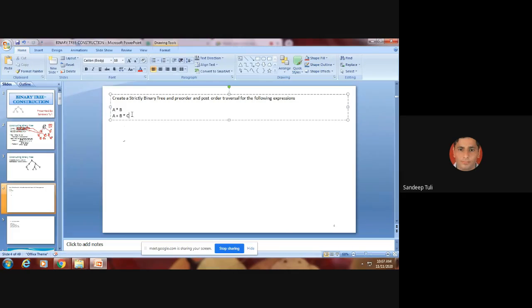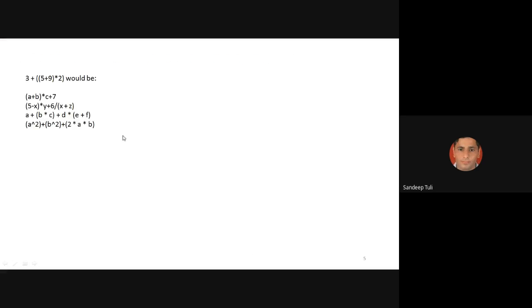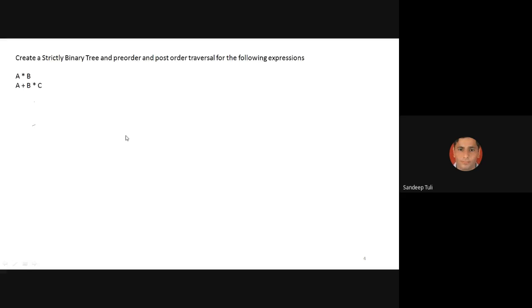Same example I am taking right now again. Lots of confusion was there in the last class at the end. So I thought that I need to recap the points that I have discussed in the expression representation using a tree. Should I start now? Yes, sir.